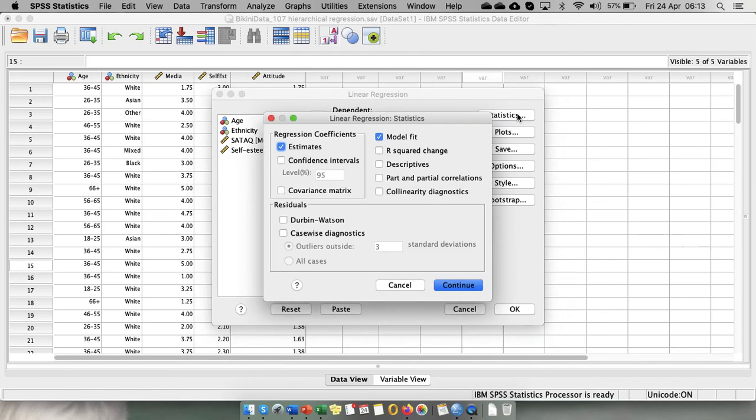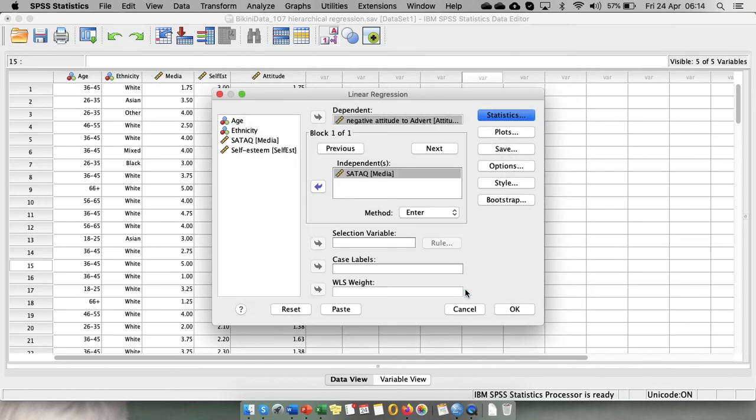The next thing we need to choose is all the statistics we want the software to compute for us. If we go to Statistics, we need to choose R-squared change. This will allow us to see how much additional variance the media pressure accounts for when we control for self-esteem. We want descriptive statistics. We want part and partial correlation, and we want the Durbin-Watson test because it tests the assumptions, and we also want casewise diagnostics because that's another test for assumptions.